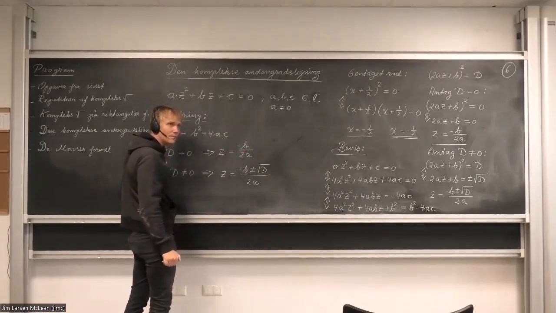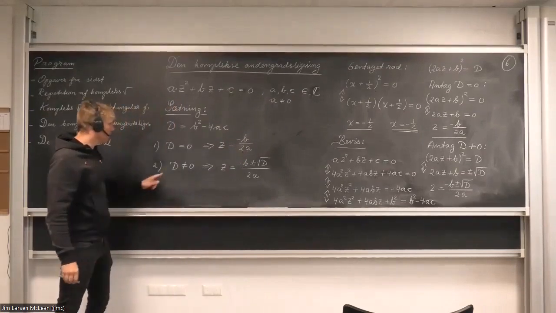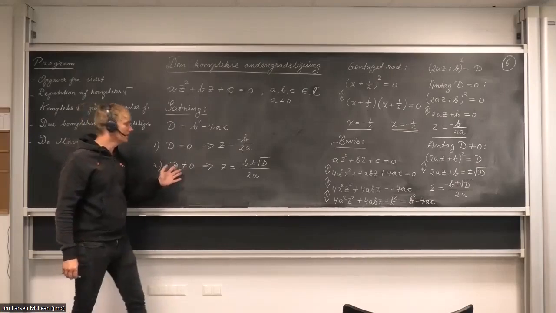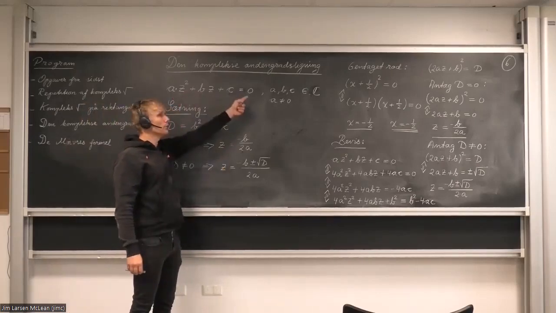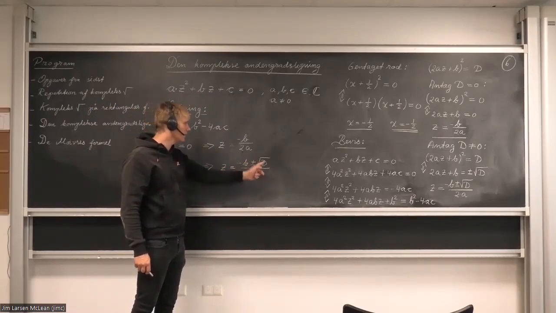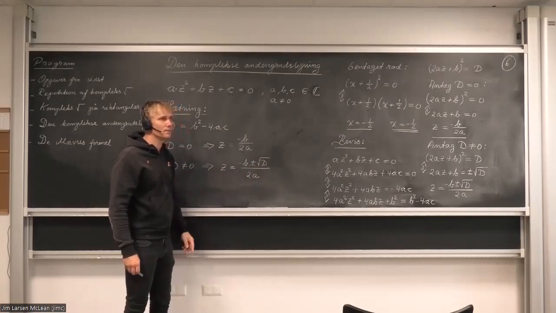And then one finds the single solution, which is to say negative the complex number b divided by 2 times the complex number a. The next thing we claim is that if d is not 0, but is some arbitrary complex number, then this equation has 2 solutions, and the 2 complex solutions are found by plugging into this formula, negative b plus or minus the square root of d all over 2a.